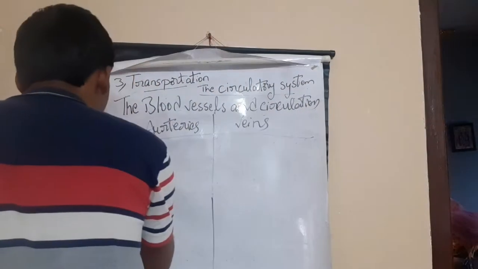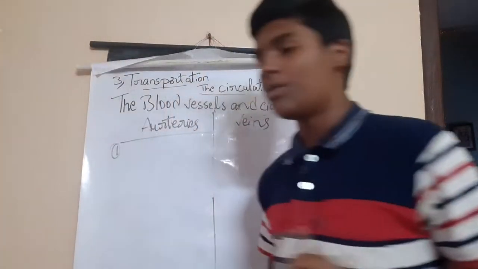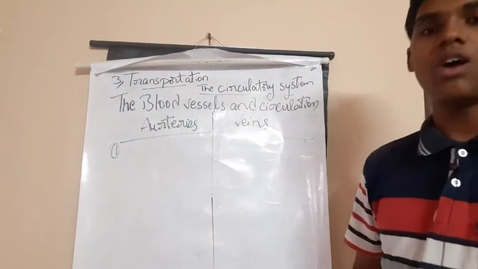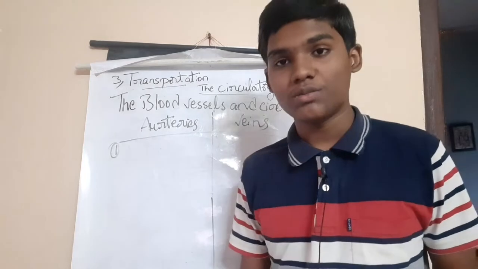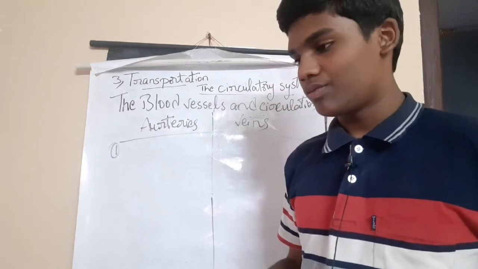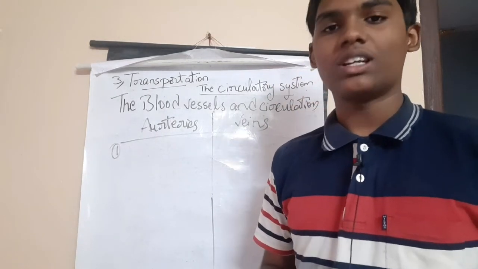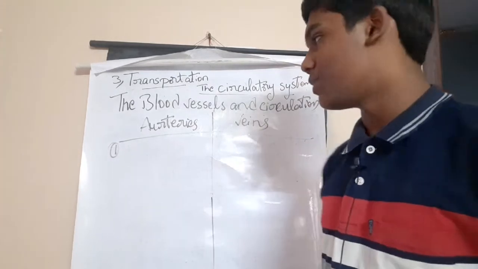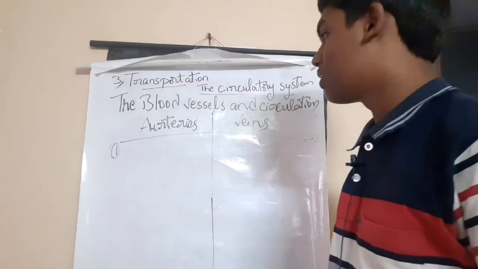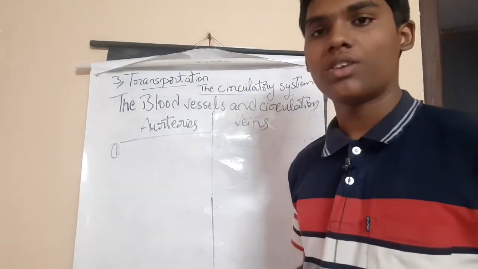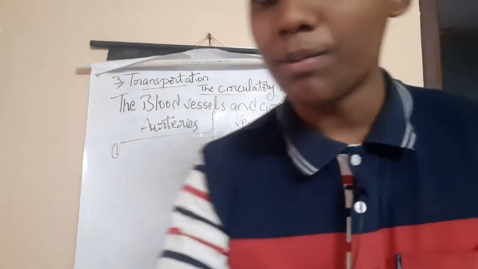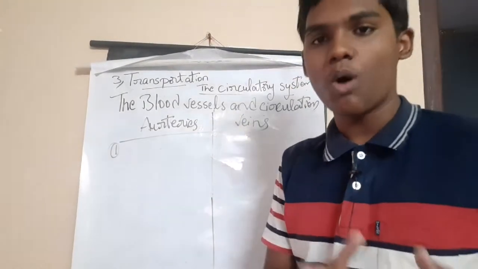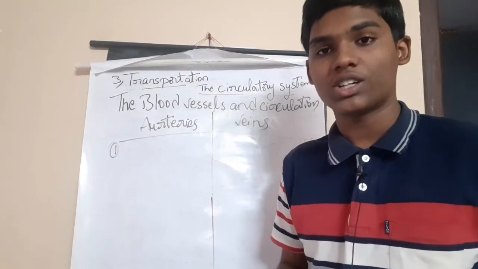First of all, after blood vessels and circulation we have the diagrams of arteries and veins. You see in the textbook it is very clear; on the board it will not be as clear as in the textbook. I will discuss the parts in these differences also, so some points we will discuss about the structure.